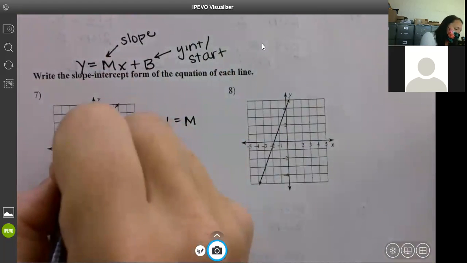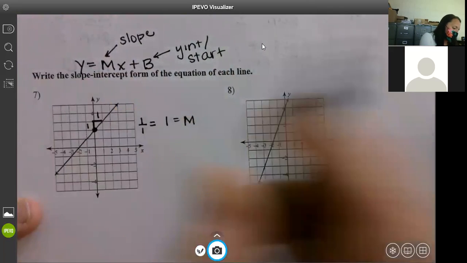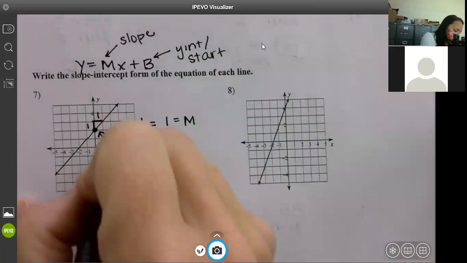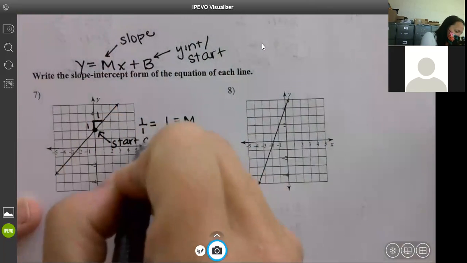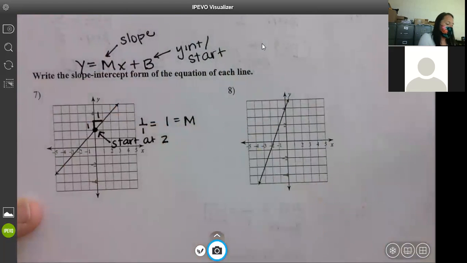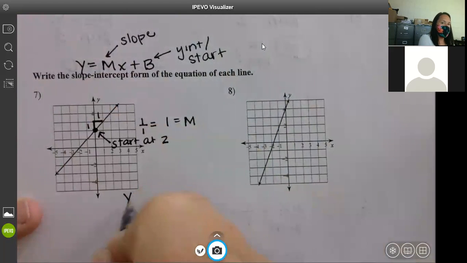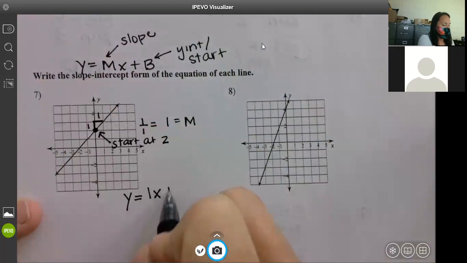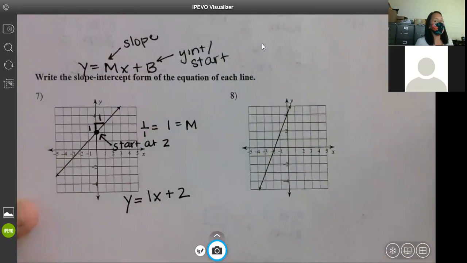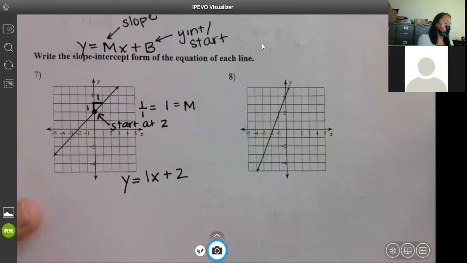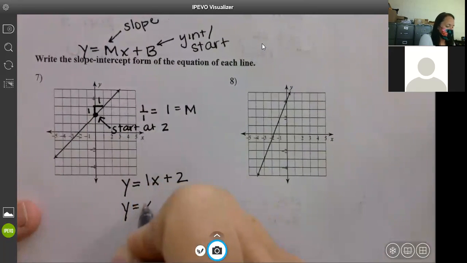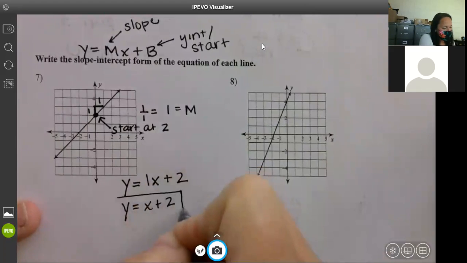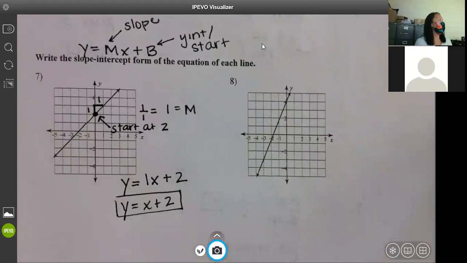Where did we start? So find the y-axis. Where did we start? So then your equation is y equals, our slope was 1x, and we started at 2. But remember, if it's multiple choice, it won't have the 1. So this would be your answer, okay?